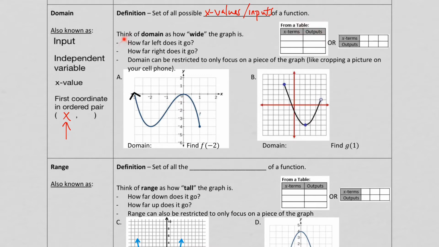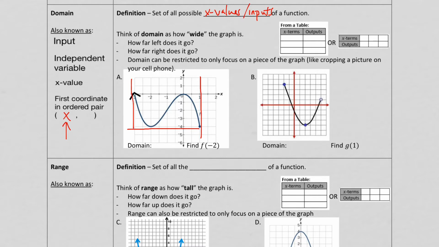So, guys, when you think about domain, think of domain as how wide a graph is. Now, in that regard, pretend this graph was like a picture on your cell phone. And imagine if you took a picture on your cell phone where you were zoomed too far off and you had too much stuff in the background. And imagine if you can crop out the parts you don't want. So imagine drawing in a picture, being able to kind of crop out and only zoom in on the part of the picture that you want.